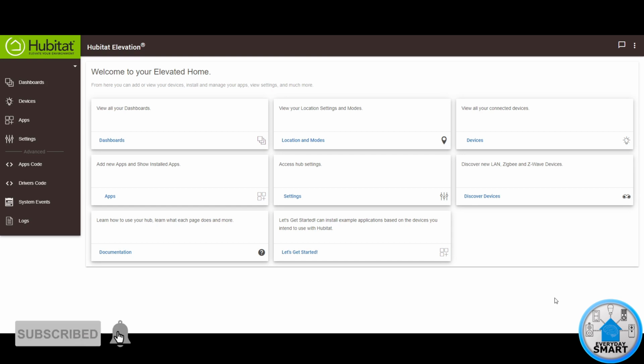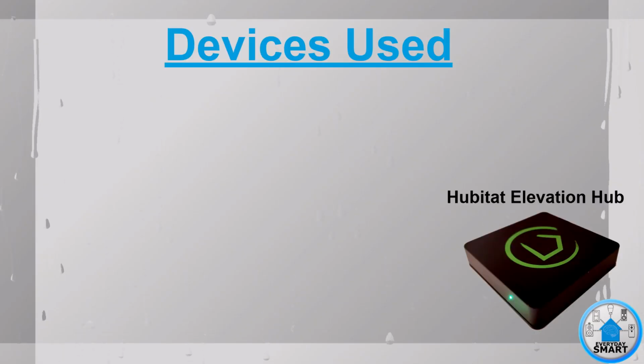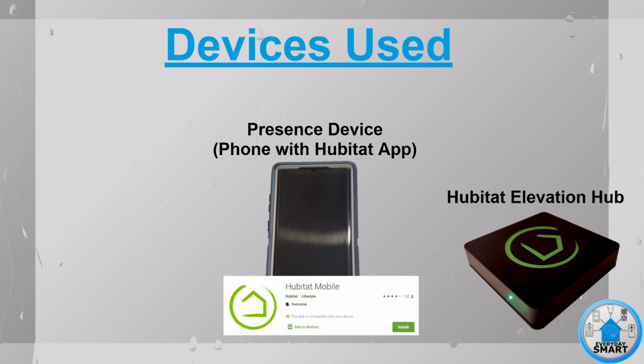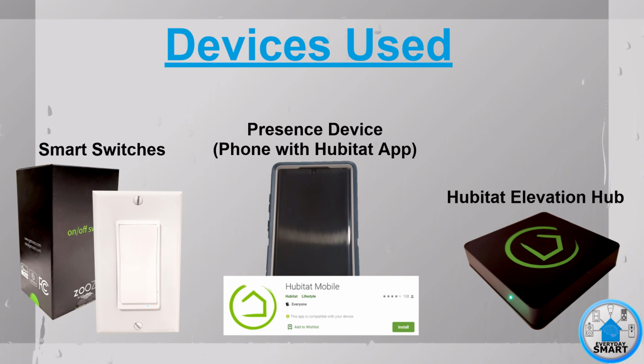Today we're gonna be showing how you can control your devices based on presence, so that when someone leaves your house you can have some automations be executed. For this we're gonna be using the Hubitat Elevation Hub, in my case it's the C5 model. Additionally, you're gonna be needing a presence device, which in my case I'm gonna be using a phone. And we're also going to be using some smart switches. In your case, you can use whichever smart device you want to use for these automations, but again, in my case, it's gonna be the smart switches. So let's get to it.